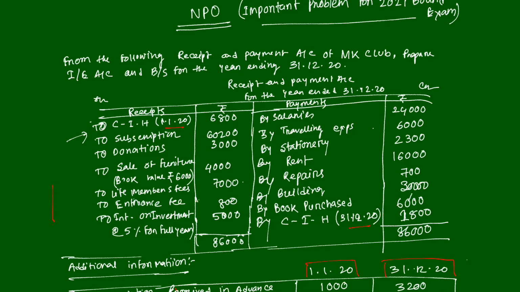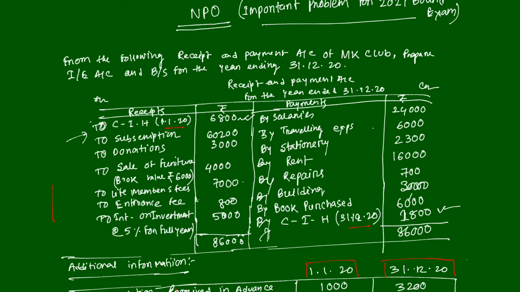If you look carefully at the question, it is written: receipts and payments account of MCAP club, prepare income and expenditure account and balance sheet. In the receipts and payments account, CIH means cash in hand. This is opening, and the CIH on the payment side means closing, 1800.